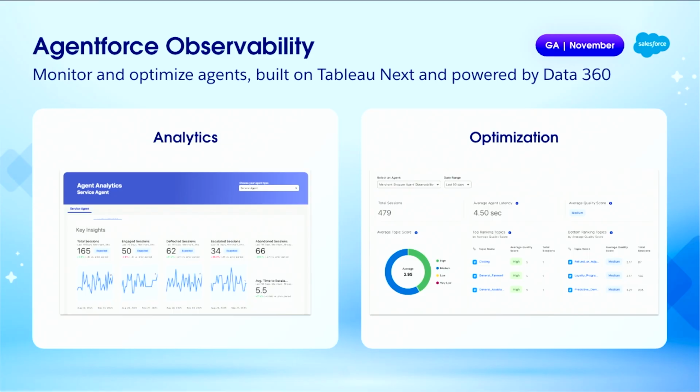Now there's 2 parts to it. We have the analytics, which is the high-level overview, 30-foot view of your performance of your agent. But if you want to get in the weeds, that's when you're going to optimize it. And here you're going to be able to go in and see the actual user interaction, see any deviations that your agent is performing, and really hone in on what you need to focus on to improve the agent's performance.